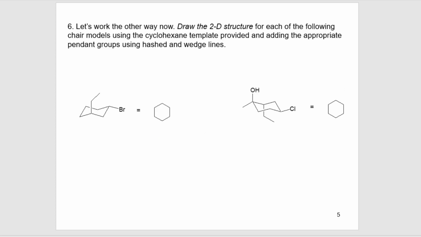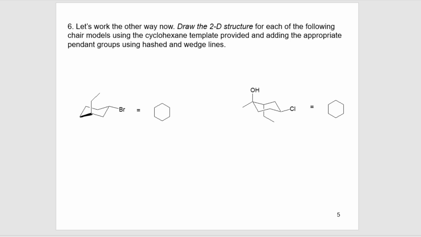Lastly, we should be able to convert from the chair back to the 2D drawing, because the 2D drawing, ultimately, when you publish a paper, more often than not, people are publishing it in the 2D structure with wedges and hashes because they're easier to look at. And they only show these chairs when they're analyzing transition states or modeling. So let's practice converting from the chair back to the 2D.